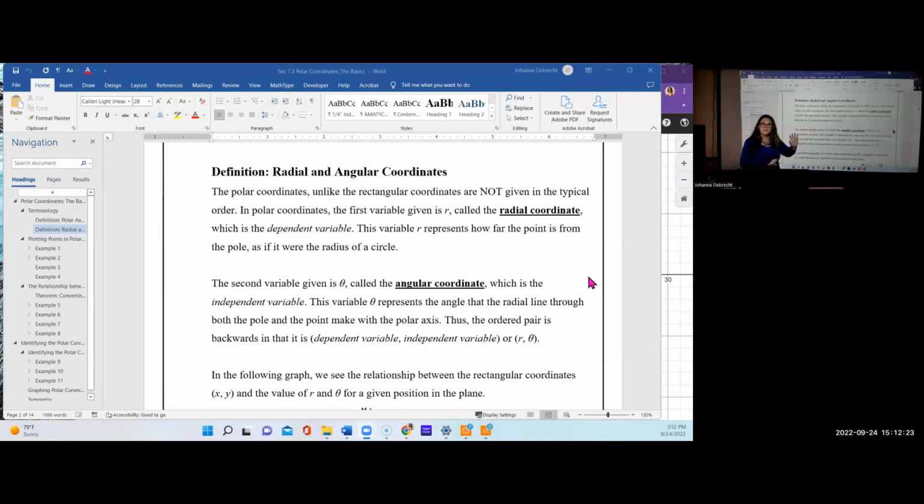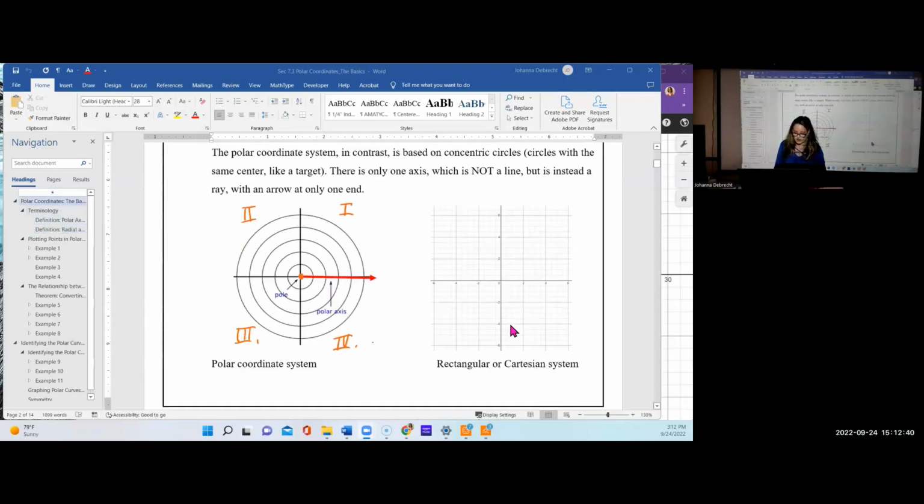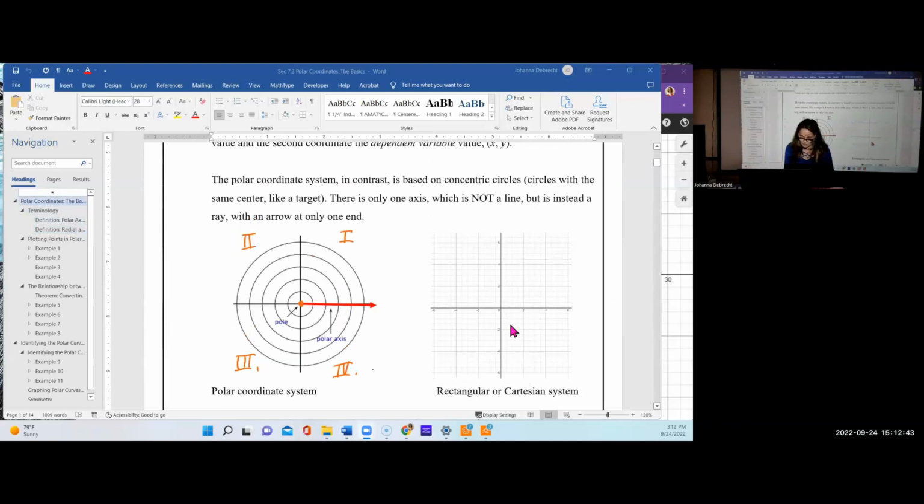So the first variable that's given in the coordinates is r, which is called the radial coordinate. This is actually the dependent variable. And it represents how far that point is from the pole as if it were on the radius of a circle. So if we look back up here on our system, if I were to draw a point, say right here, then this distance from the pole to there would be r. So again, it's the straight line distance from the pole to the point.